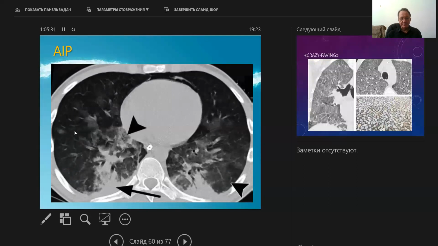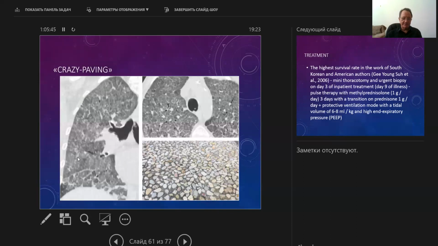In this case, you can see an example of acute interstitial pneumonia and consolidation. This is diffuse ground glass opacity, and this is total involvement, lesion of the lung, ground glass opacity, thickening of the walls, like a crazy paving pattern.